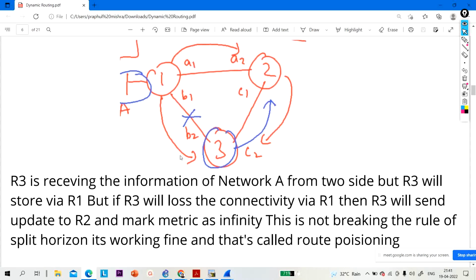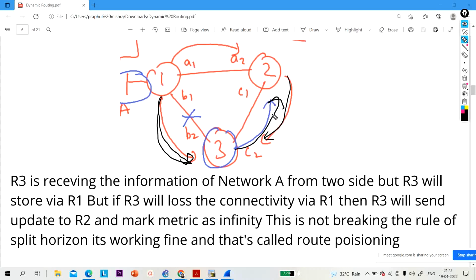Guys, in this topology you can see there are 3 routers, R1, R2 and R3. The IP address of this interface is A1, the IP address of this interface is A2, right? Now see, R3 is receiving the information of network A. Where is network A? Here. This is my network A, right? Now R3 is receiving the information of network A from two sides, from this side as well as from this side, right? And when R3 receives the information of network A, it becomes the responsibility of R3 to share it with R2 as well.